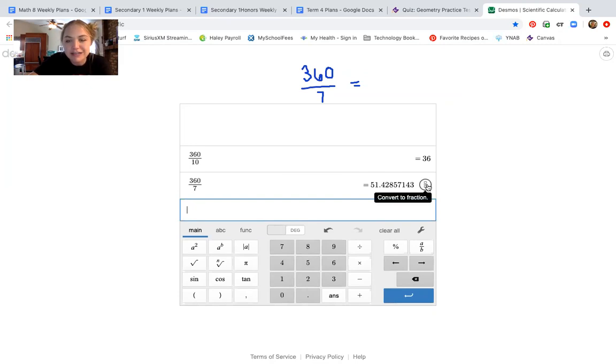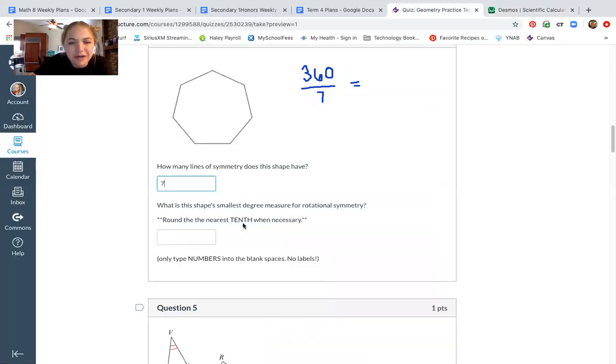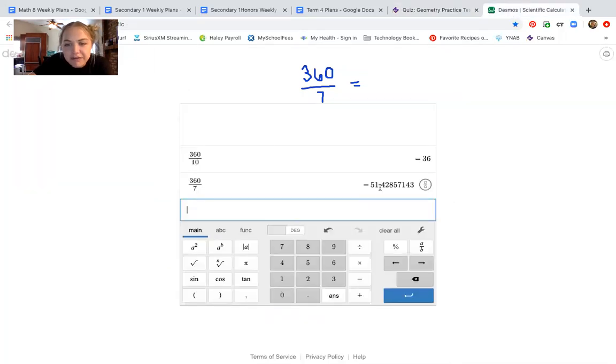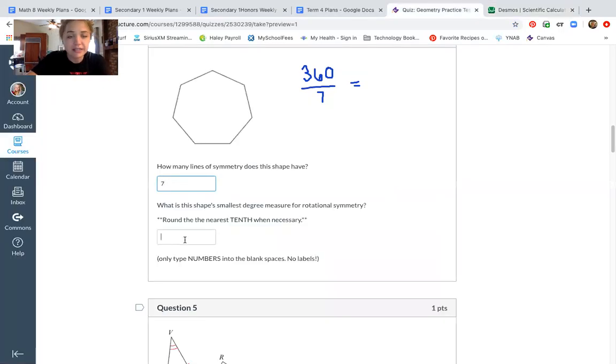This is kind of cool, by the way. This button over here says convert to a fraction. Before I do that, I want to look at this. This is 51.4. I think I asked you to round to the nearest tenth. So 51, hold on, I want to make sure what number was after the 4. 51.4, and do you notice that there's a 2 right after the 4? That 2 is not going to make the 4 round up to a 5 because the 2 is too low. So my answer is 51.4.